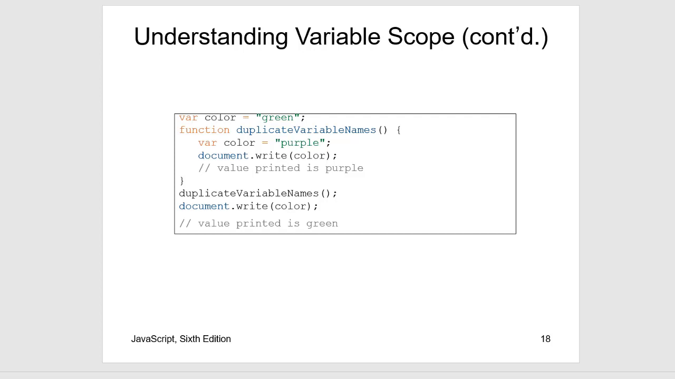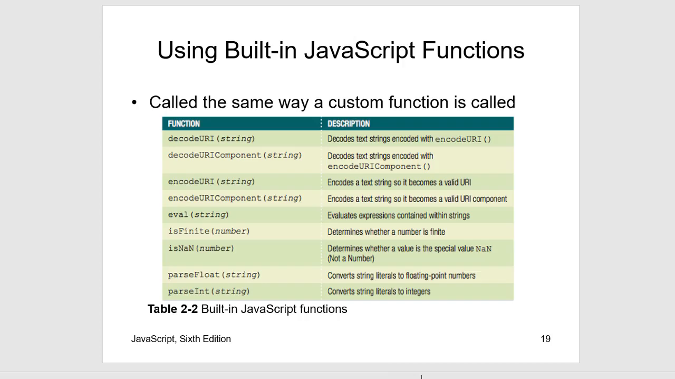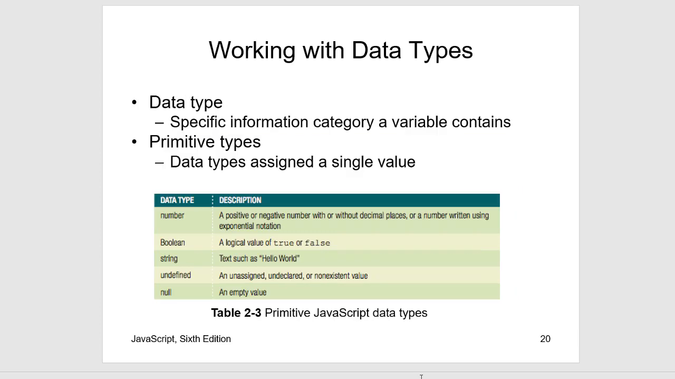This is an example of declaring a global variable. var color equals green. Then, in the function duplicateVariableNames, var color equals purple, document.write is going to show the value as purple when you call that. But then when you're not part of the function, after that statement is executed, as soon as this semicolon is over and it goes down to here, it's going to print green again because the global variable is set to green, and only in here is it locally modified.